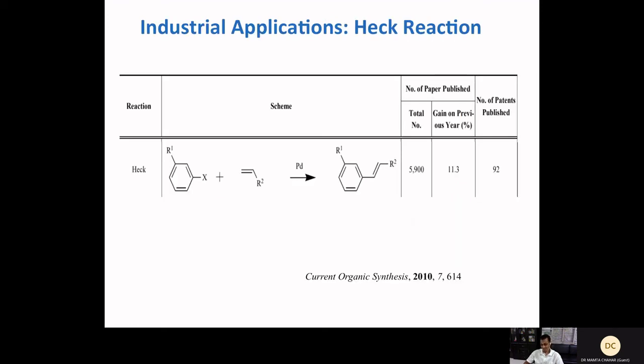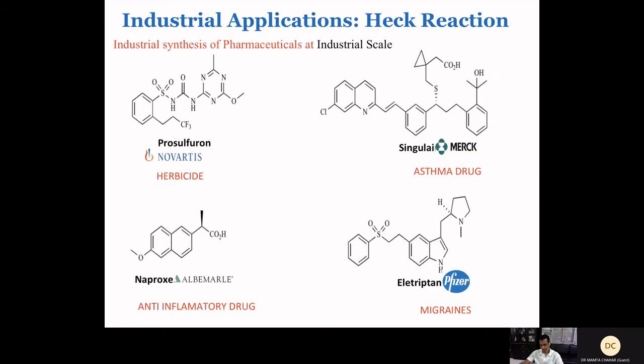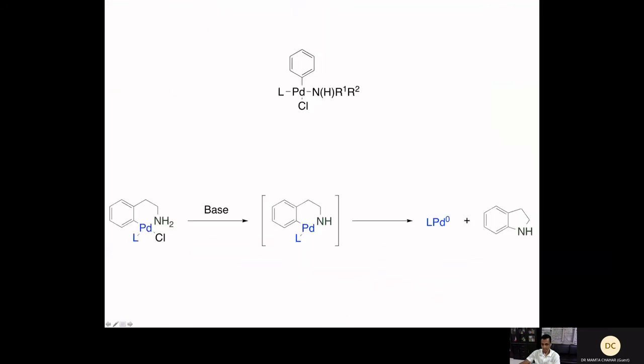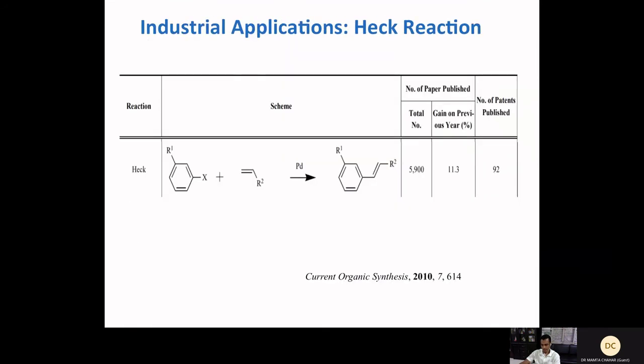As you see, it's just simple data from Current Organic Synthesis, which is essentially showing that the activities are quite high, 5,900 papers in a year, and a jump of 11%, nearly 92 patents in the year of 2009-10 or in that period, which is quite exciting for any reaction like these, and these are truly industrially relevant reactions. So what are the problems here one would face?